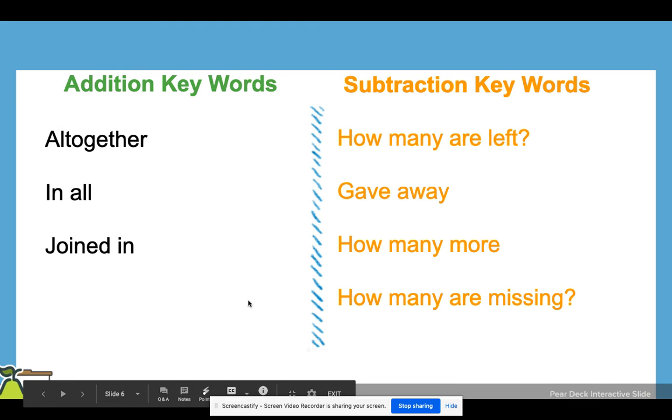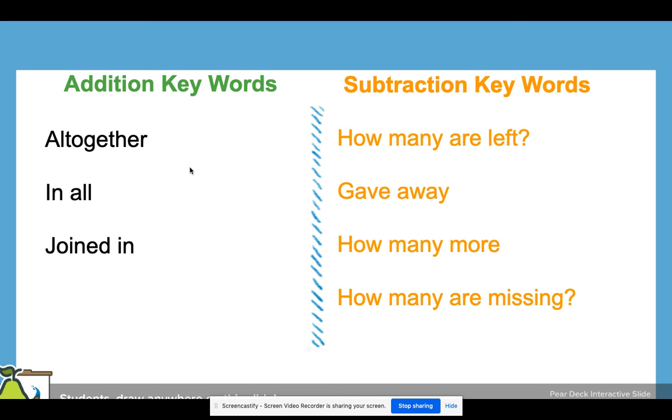So this is really important right here to always come back and look at this, okay? Addition keywords means all together, in all, joined in. Subtraction keywords is how many are left, gave away, how many more, and how many are missing.